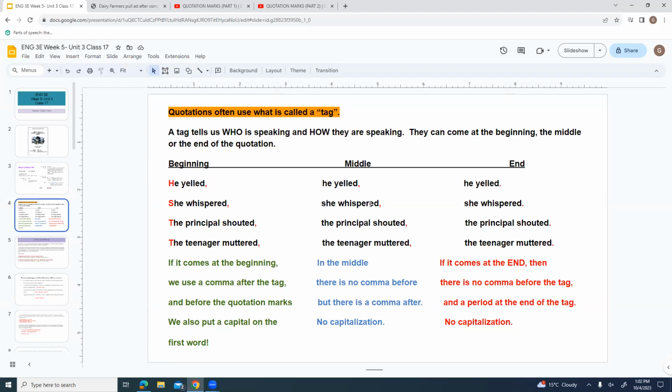Now, it can also go in the middle. You can split up the quotation, have part in front and part at the end. They would be enclosed in quotation marks. If you do it in the middle, there's no comma before it, but there is a comma afterwards. There's no capitalization, okay? At the end, you can totally put the tag at the end of a quotation mark at the end of a sentence. When you do that, there's no comma before the tag, and there's a period at the end of the tag, as long as a period is what you're doing, right? Sometimes you might be asking something, in which case maybe you've got a question mark. There's also no capitalization.